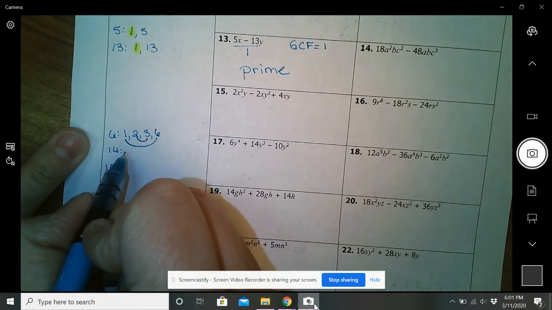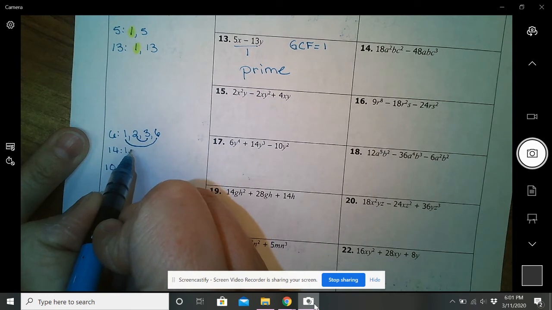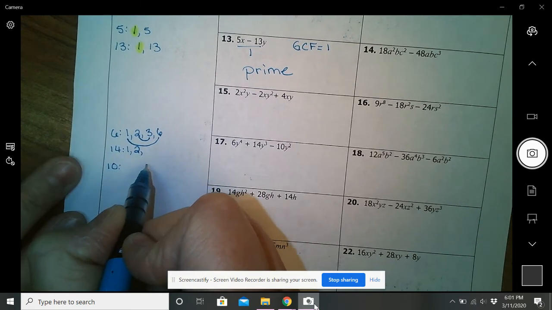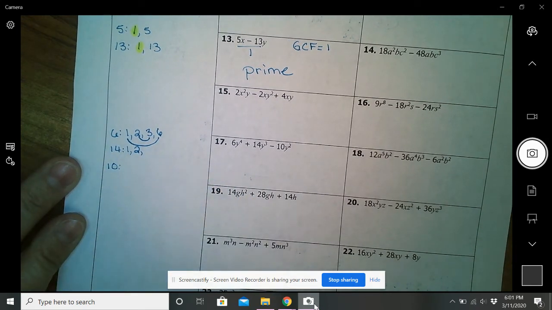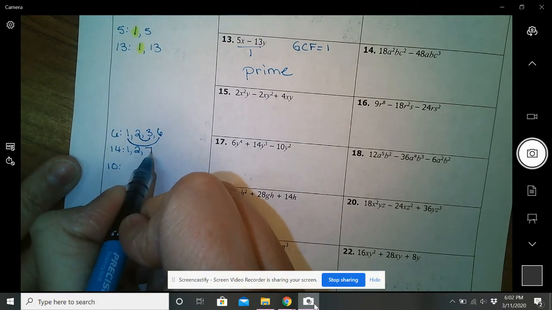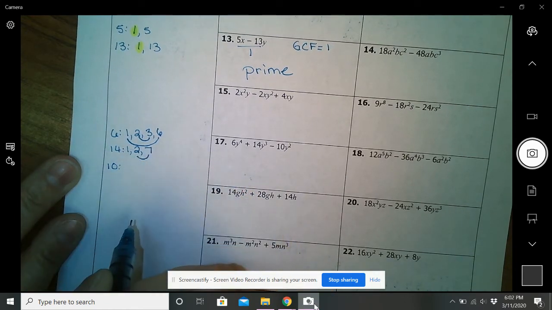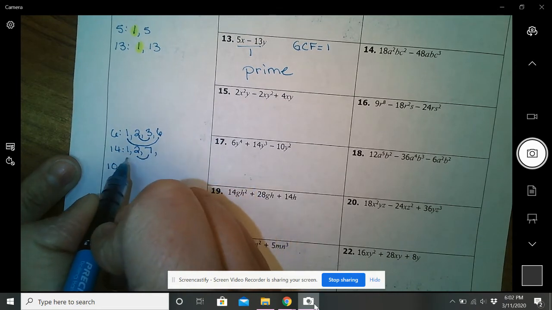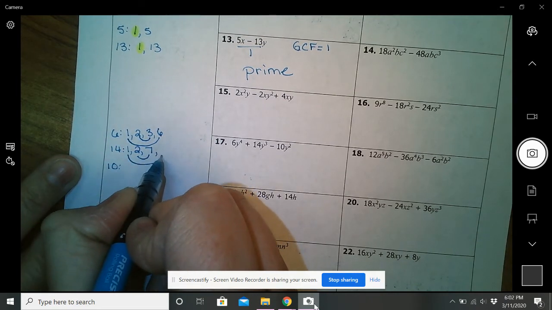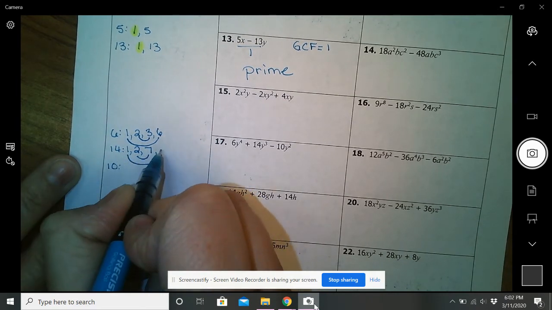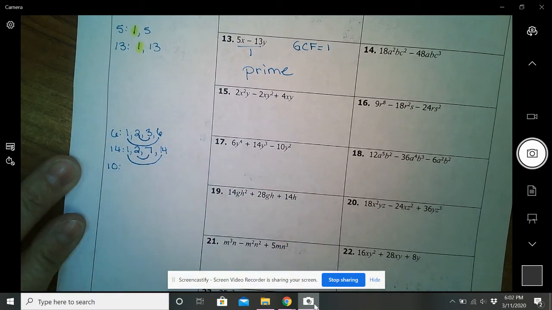For 14, I can divide by 1. 14 divided by 2 is 7. 14 divided by 3 is a decimal. 14 divided by 4 is a decimal. 14 divided by 5 is a decimal. 14 divided by 6 is a decimal. 14 divided by 7 is 2. So I've found a pair so I can finish out this list a little faster. 1 times 14 is 14.